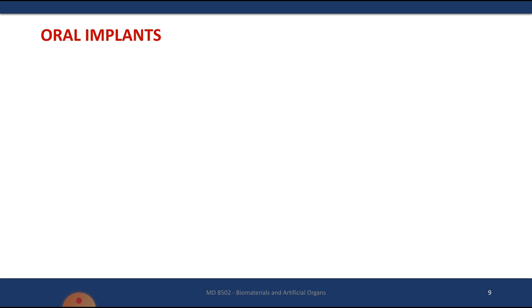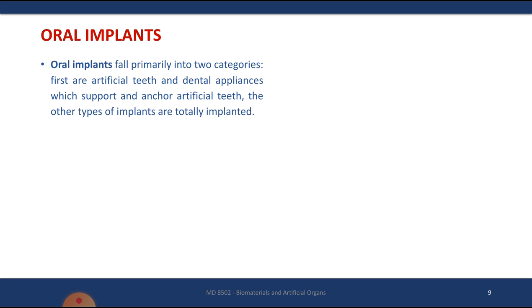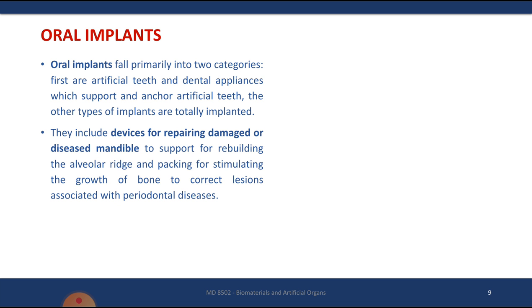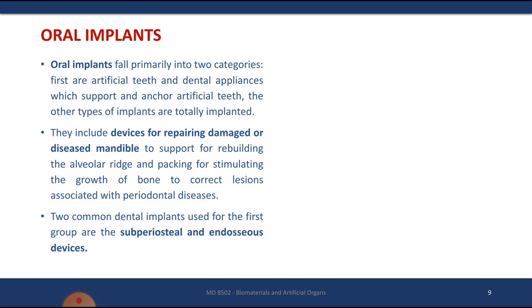Moving on to oral implants. Like we said before, it can be either artificial teeth or a dental implant. So these are the two different categories. Mainly they are used for repairing the damaged or diseased mandible or to support the structures. In dental implants there are two groups. One is subperiosteal, another one is endo-osseous devices. Subperiosteal is half penetrated in the cavity, and with the endo-osseous device the root itself will be removed and the screws and different devices will be placed inside the oral cavity.